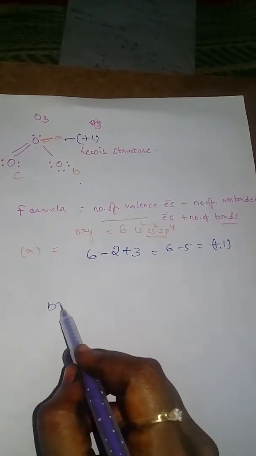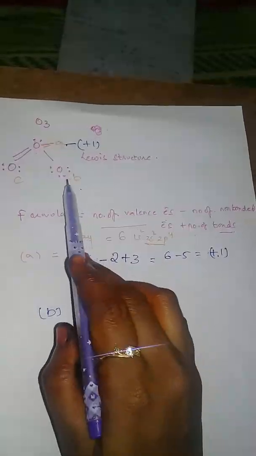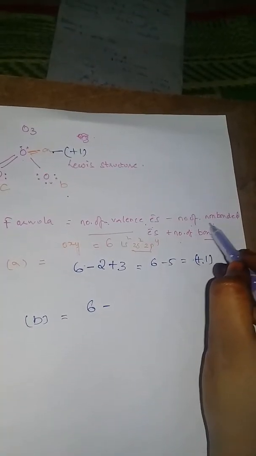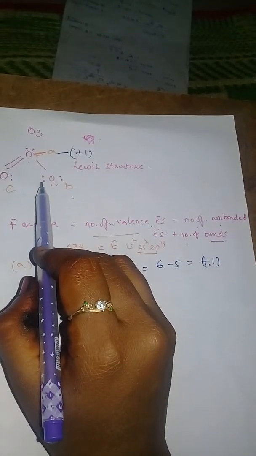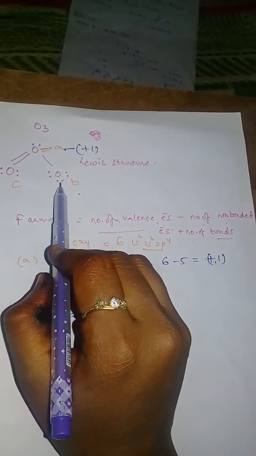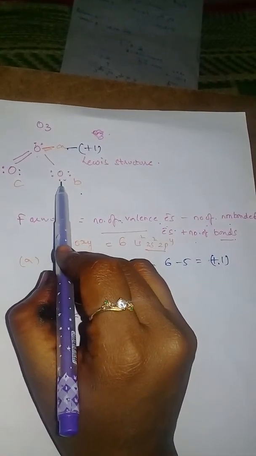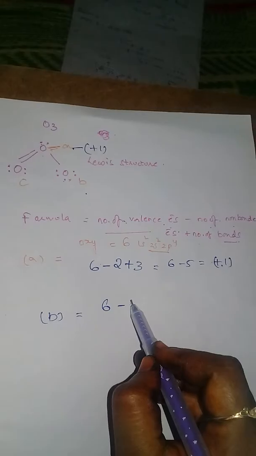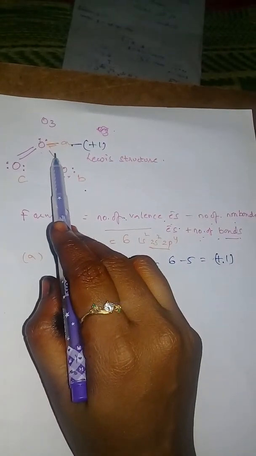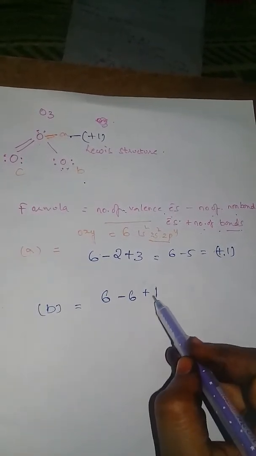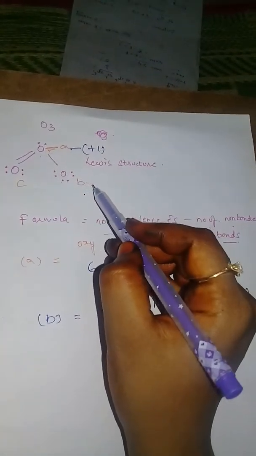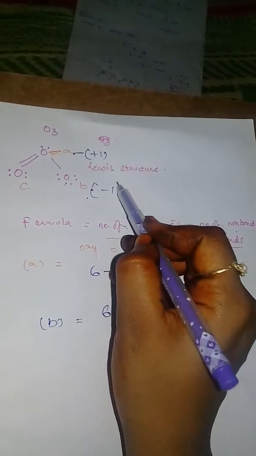Now we are going to calculate for atom B. B is also an oxygen atom. The number of valence electrons for oxygen is 6, minus number of non-bonded electrons, also called lone pair electrons. How many lone pair electrons? 1, 2, 3, 4, 5, 6. 6 non-bonded electrons, plus how many bonds? This oxygen is surrounded by only one bond, so we take 1. 6 minus 7 is equal to minus 1. So the formal charge for atom B is minus 1.